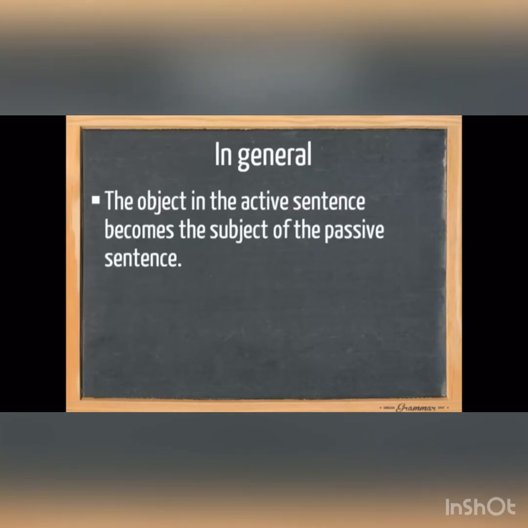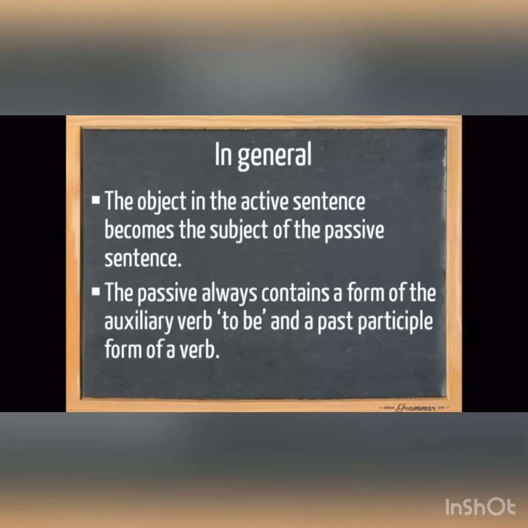When we want to change an active sentence into a passive, as I already said, the object of the active sentence becomes the subject of the passive sentence. The passive always needs to contain a form of the auxiliary verb to be and a past participle. Remember, the English language has regular and irregular verbs. For the regular verbs, a past participle is made by adding ed to the base form of the verb, or we use its own unique form. So for instance, take, took, taken, that would be a past participle taken.